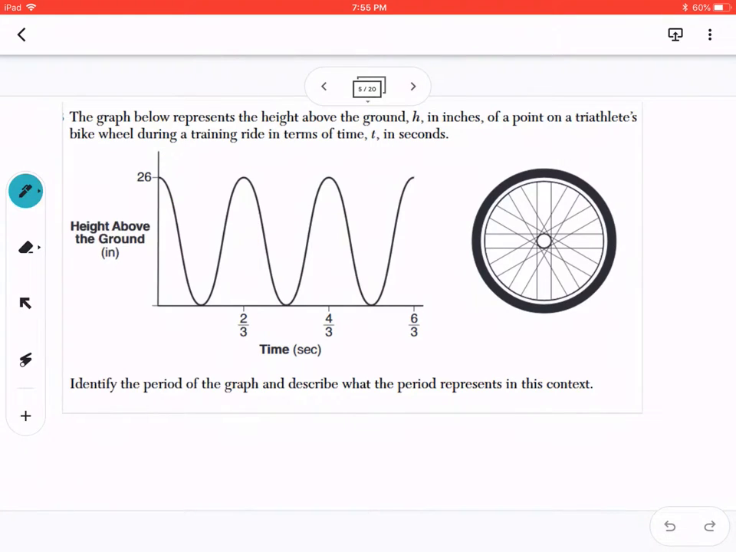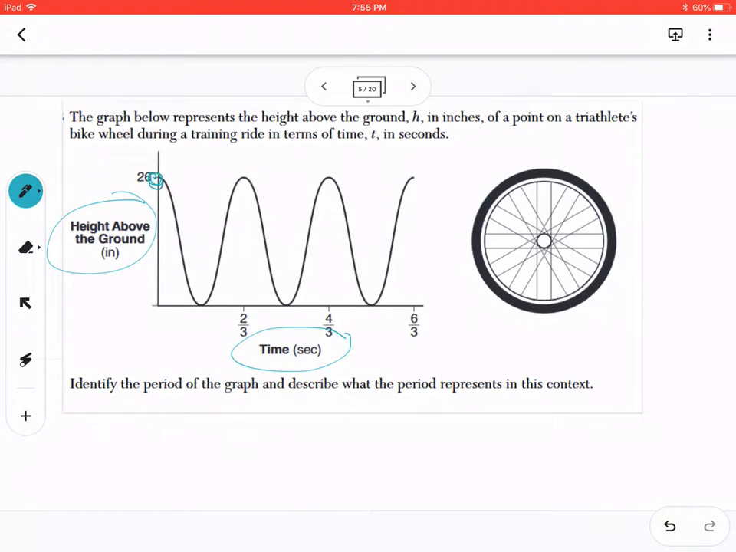The graph below represents the height above the ground h in inches of a point on a triathlete's bike wheel during a training ride in terms of time t in seconds. Our input is the time in seconds, our output is the height above the ground in inches. Identify the period of the graph and describe what the period represents.